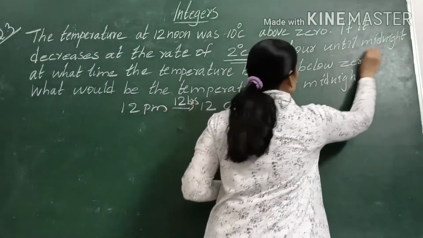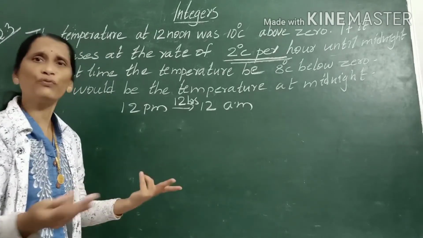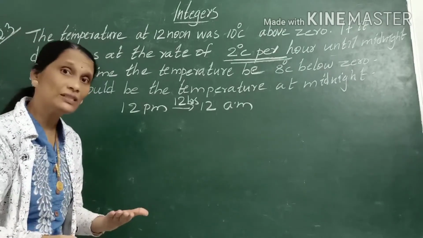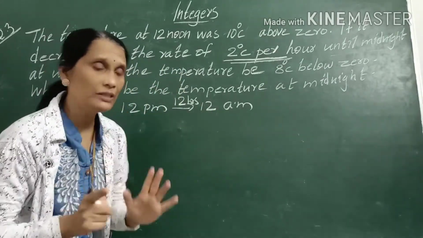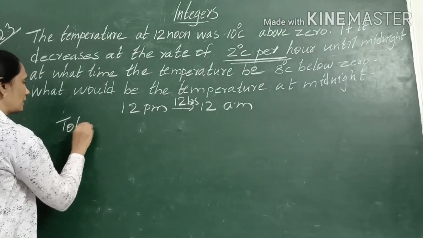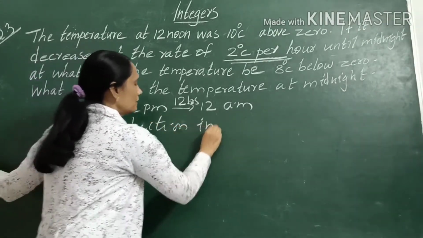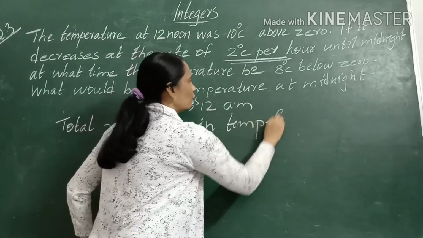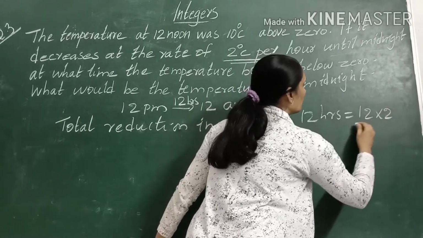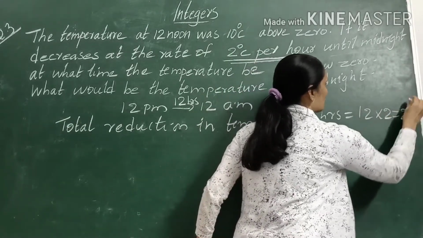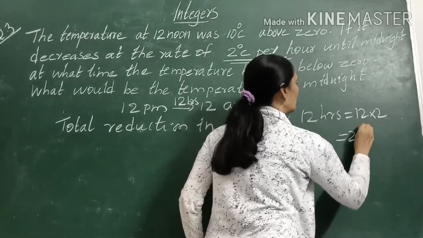Because it is told that until midnight the process is going on. Suppose if it is 2 hours, 2 into 2, 4 degrees Celsius reduction. If it is for 3 hours, 3 into 2. But 12 PM to 12 AM, how many hours there? 12 hours there. So, total reduction in temperature for 12 hours equal to 12 into 2 equal to 24 degrees Celsius.